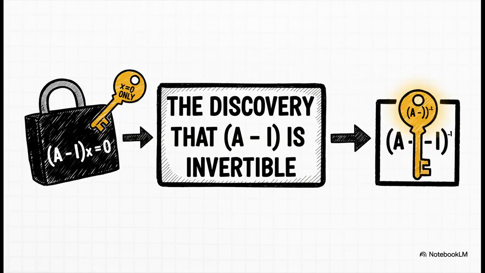And that equation tells us something huge. There's a fundamental rule in linear algebra. If the only way a matrix times a vector can equal 0 is if the vector itself is 0, that means the matrix is invertible. It has an inverse. So that little clue just helped us uncover a hidden secret. The matrix A minus I is invertible.